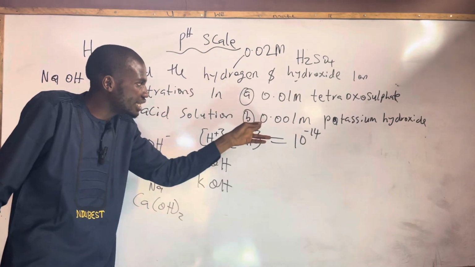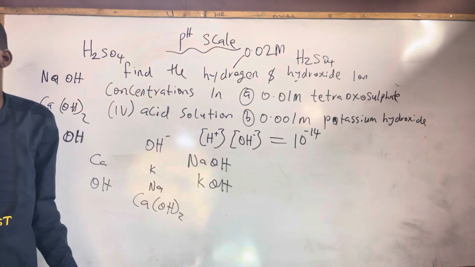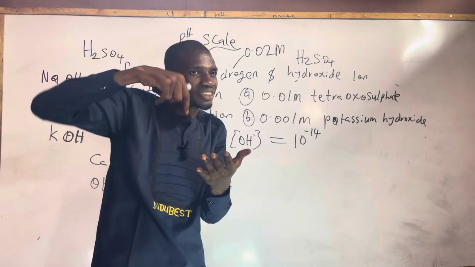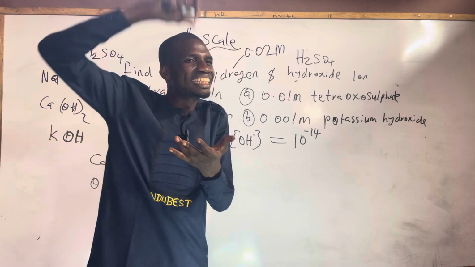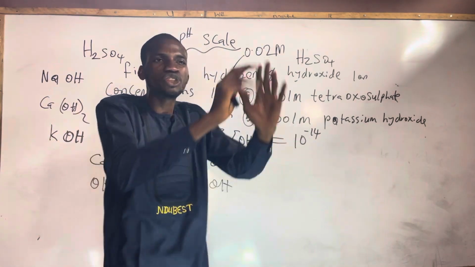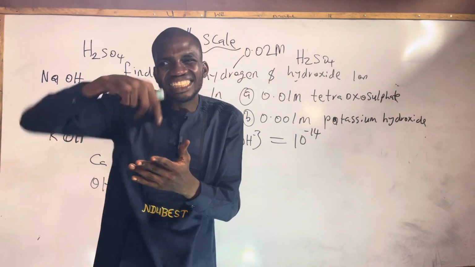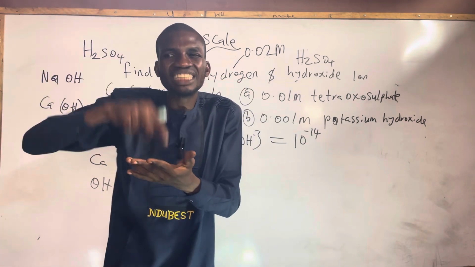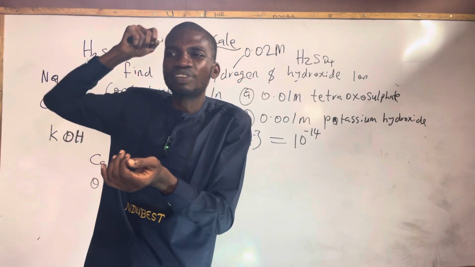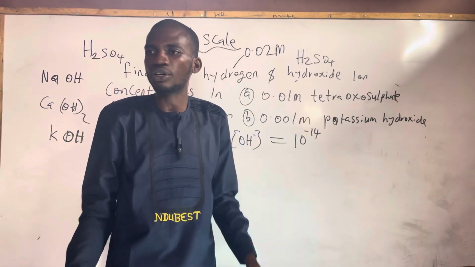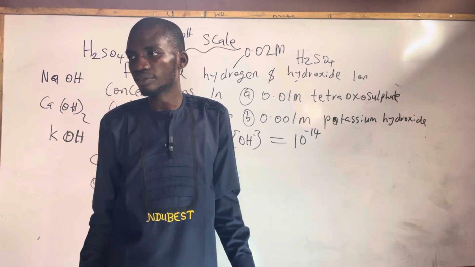In this and in this. Do you understand? You got that? Yes. To get the concentration of hydroxide ion in the compound, you take the number of hydroxide ions in that compound and multiply by the concentration, which gives the total concentration. To get the hydrogen ion in the acid, get the number of hydrogen ions, that is the basicity of the acid, and multiply it by this to get the total hydrogen ion. Do you understand?